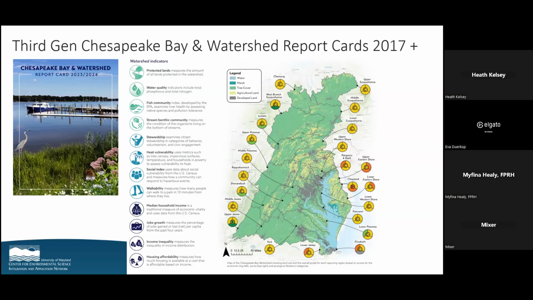So we're looking at ecosystem-based indicators of protected lands, water quality, fish community, stream benthic community, but then also some social indicators: stewardship, heat vulnerability, social vulnerability index, and walkability. And then economic indicators. What are the economic drivers? How is the economy doing in a more local way? Median household income, jobs growth, income inequality, and housing affordability are all those things that we're looking at to assess the health of the watershed around Chesapeake Bay. Next one.